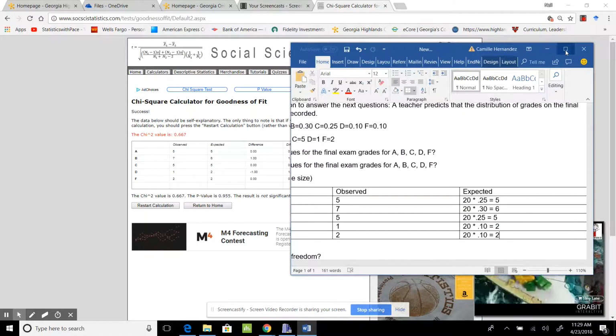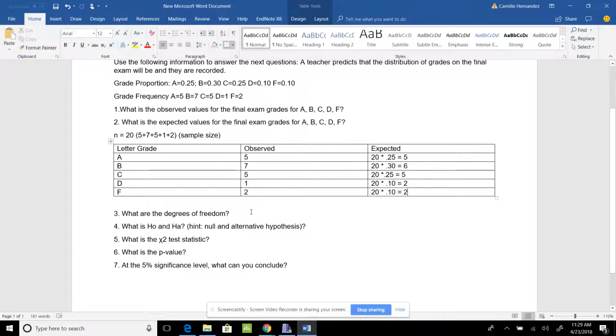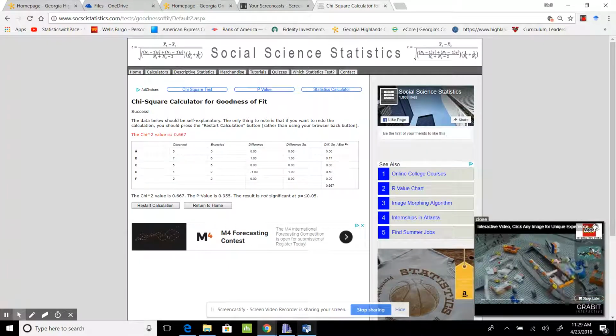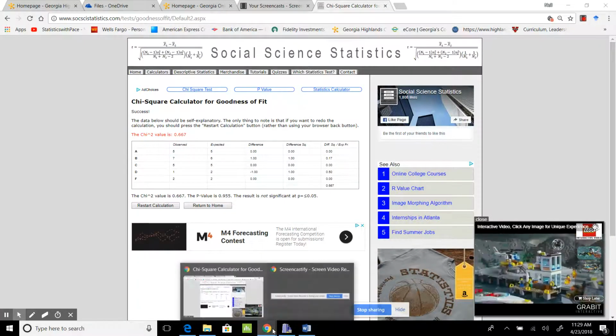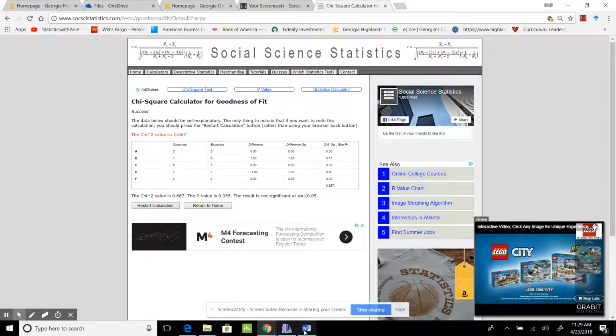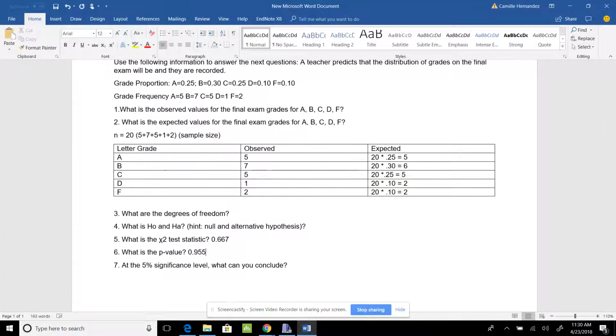So it asked me back here, and I skipped some steps, but I'm going to put it right here and I'll go back. I just wanted to make sure that we knew how to use the calculator. So this is 0.667 and this is 0.955. So what's my degrees of freedom? This is really easy. It's the number of categories minus 1. So I have 5 categories minus 1 equals 4.